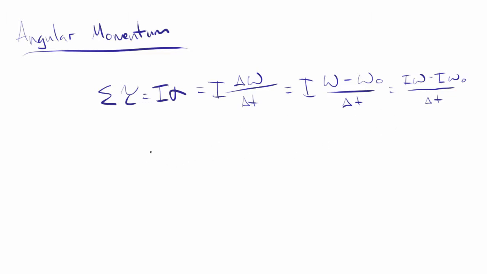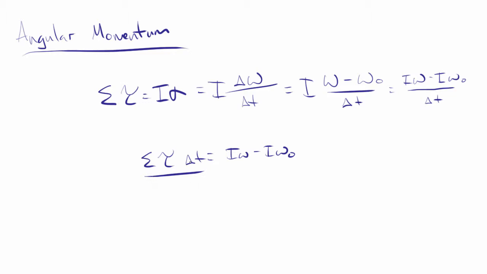So if I rearrange this and write it like so, the summation of the torques times delta t is equal to I omega minus I omega naught. The left hand of that equation should look familiar to something else that we've encountered. What does that look like? Yeah, that looks like impulse, right? So impulse was just the force times some time duration. Well, now we have the rotational analog, which is torque times some time duration.